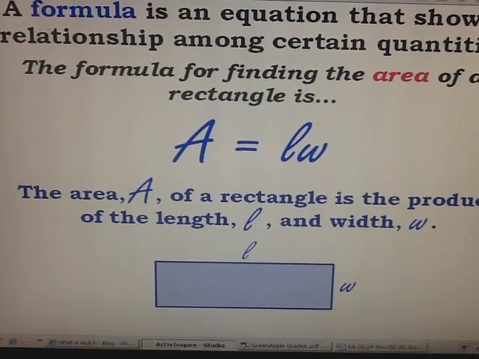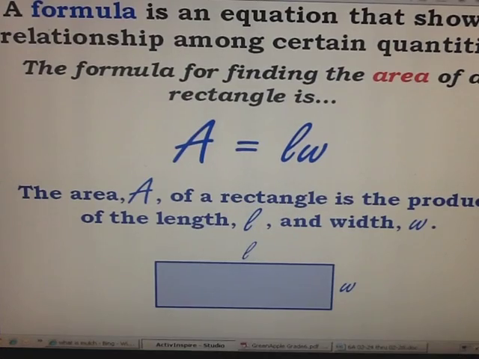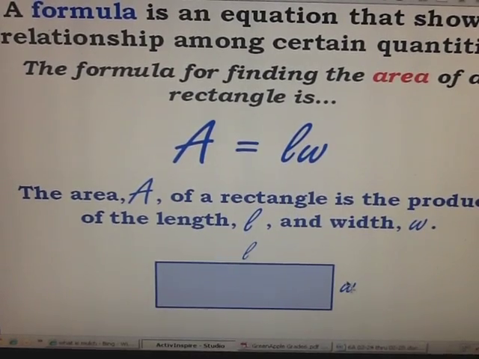A formula is an equation that shows the relationship among certain quantities. So there's a formula for finding the area of a rectangle, and that is A equals LW. What this means is that the area, A, of a rectangle is the product, which means to multiply, of the length and the width. So to find the area of a rectangle, you'll multiply the length times its width.